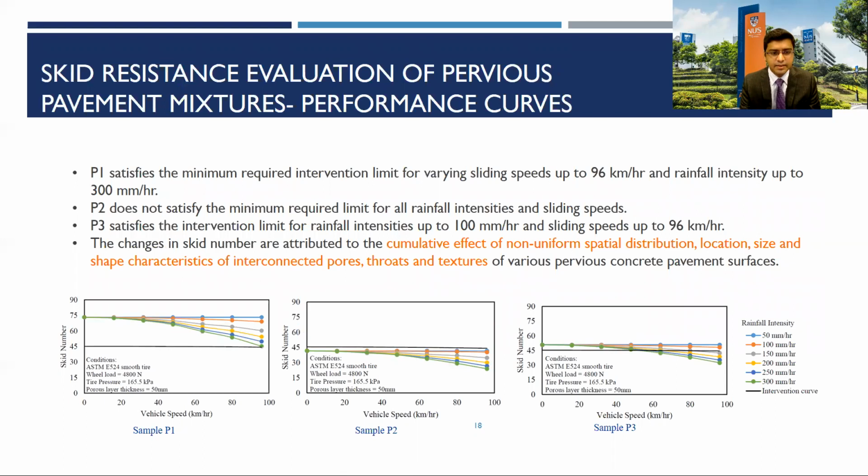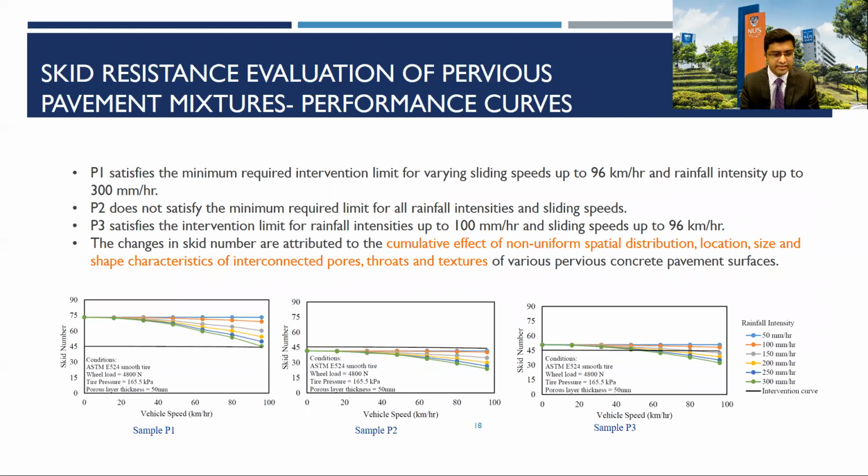Then the final step is the determination of the skid resistance performance curve for various field conditions such as rainfall intensities and sliding speeds using the XRCT-based simulation model. The three figures represent three different samples. In each figure, colored lines represent different rainfall intensities from 50 mm/h to 300 mm/h. In our current study, we have investigated an extreme case scenario of 300 mm/h rainfall intensity as a part of climate change effects, whereas the black line represents the intervention curve.